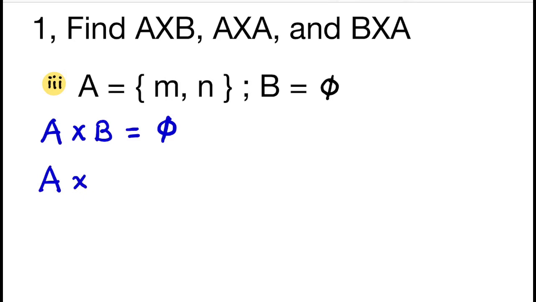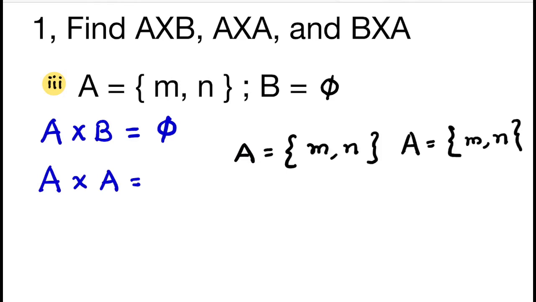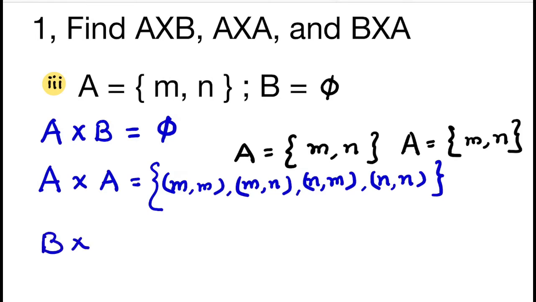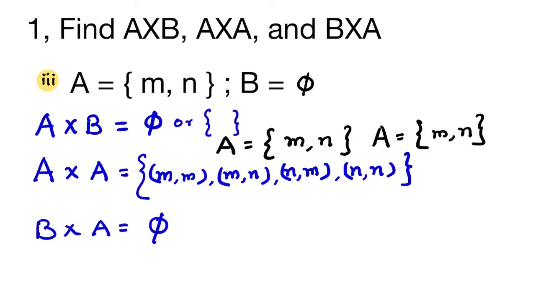Now let us find A cross A. Elements of set A are M and N. A cross A is the set of all ordered pairs (M, M), (M, N), (N, M), (N, N). B cross A is a null set.